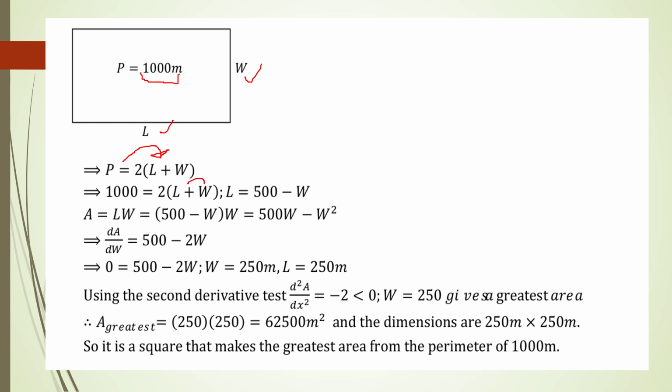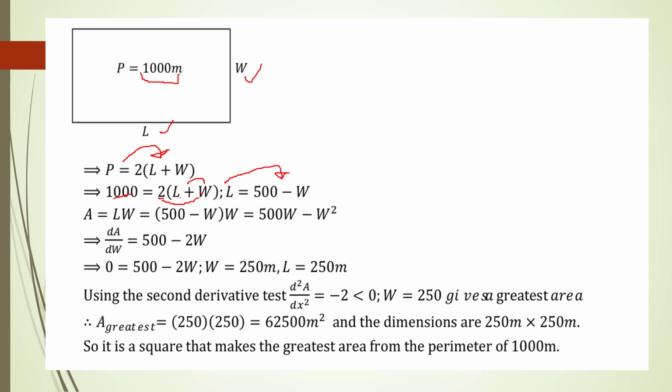So we have to make either L or W the subject, simply because we need to differentiate, and in differentiation we can't have two variables. So we make either length or width the subject. If you open up brackets, if you divide through by 2, you're going to get 500, and then we take W this side and then you make L the subject, we end up with 500 minus W.